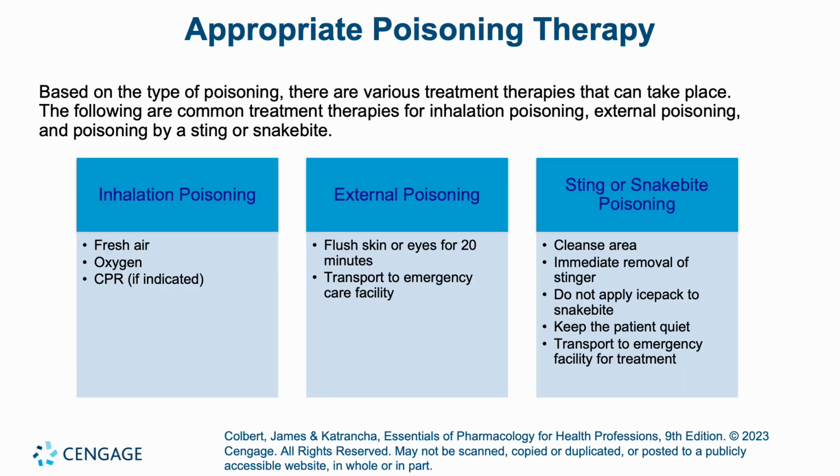Appropriate poisoning therapy. Based on the type of poisoning, there are various treatment therapies that can take place. The following are common treatment therapies for inhalation poisoning, external poisoning, and poisoning by a sting or snake bite. So for inhalation poisoning: fresh air, oxygen, and then CPR if indicated. Some types of inhalation can actually cause cardiac arrest.